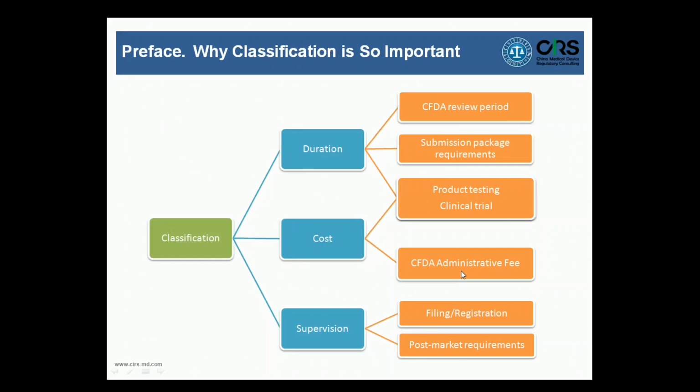Also, for the administrative fee, CFDA has issued fixed fees for imported medical device registration. For Class 1, the registration is free, but for Class 2, it's charged 210,000 RMB, and for Class 3 it's charged 300,000 RMB. So it's not a small fee. Also, different classifications will face different supervision intensity. It is easy to understand that products with higher classification will be managed much more strictly.